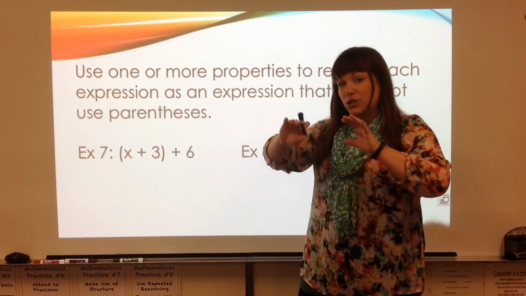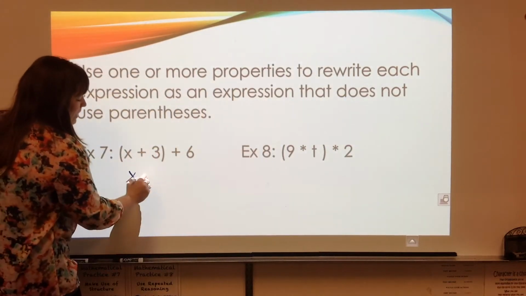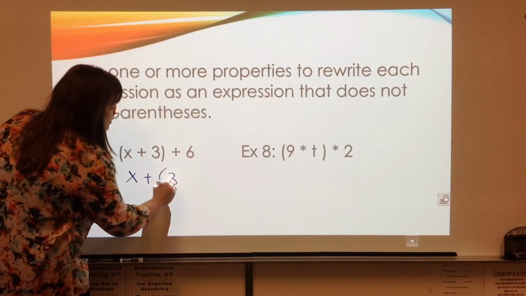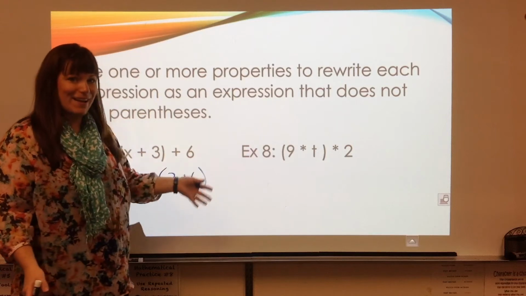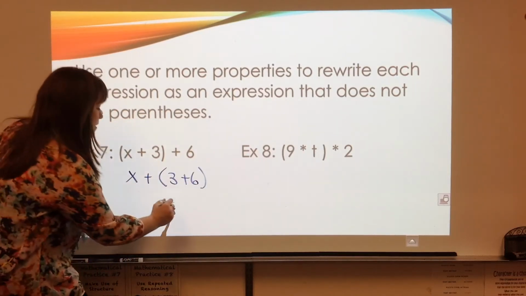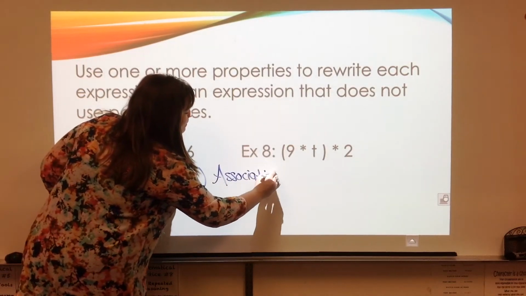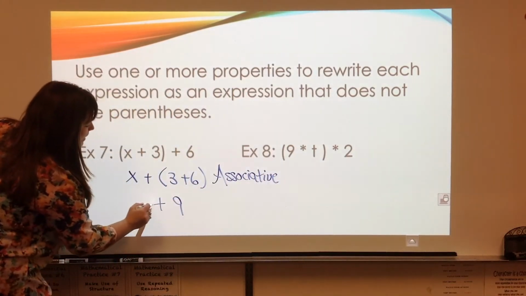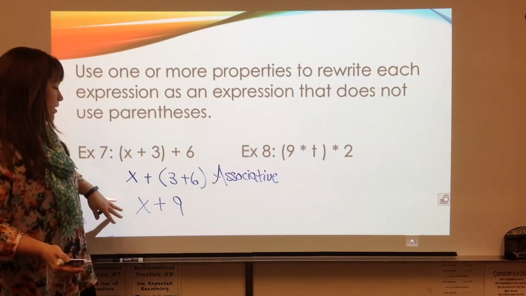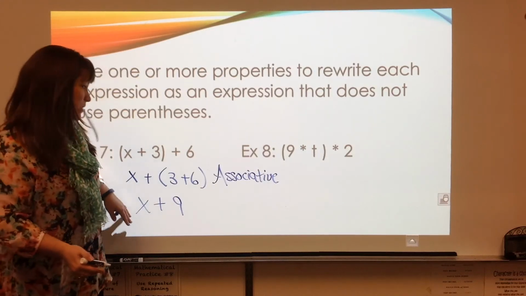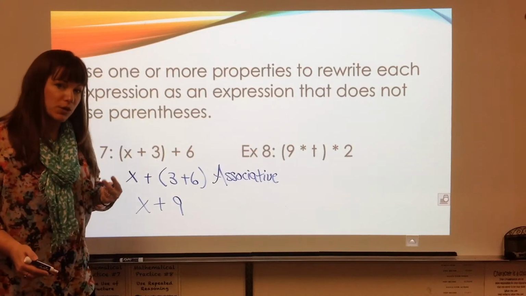So I'm going to use the associative property, and I'm going to leave this x alone, and I'm going to change the parentheses to be around the numbers that I know. I can add a 3 and a 6, and that's 9. So I've used the associative property, and now I can get rid of that parenthesis altogether because I can add those numbers up. So this is called simplifying an expression down. Now we don't have 3 terms, now we only have 2 terms.